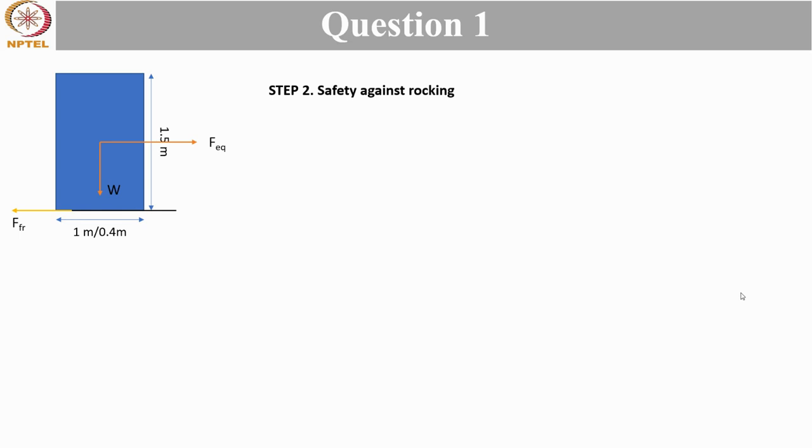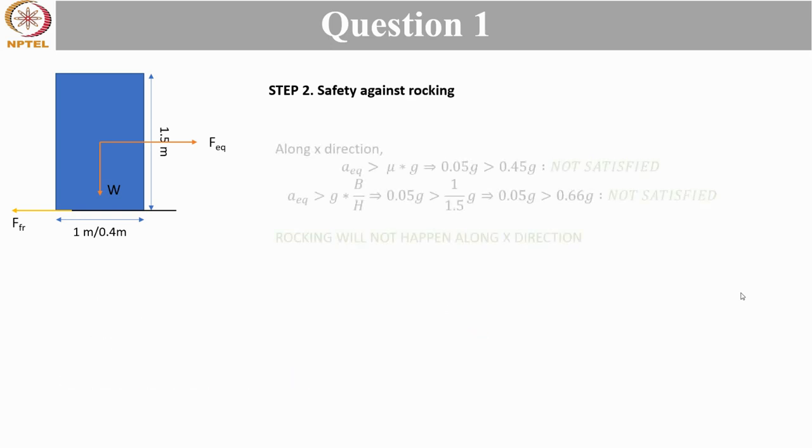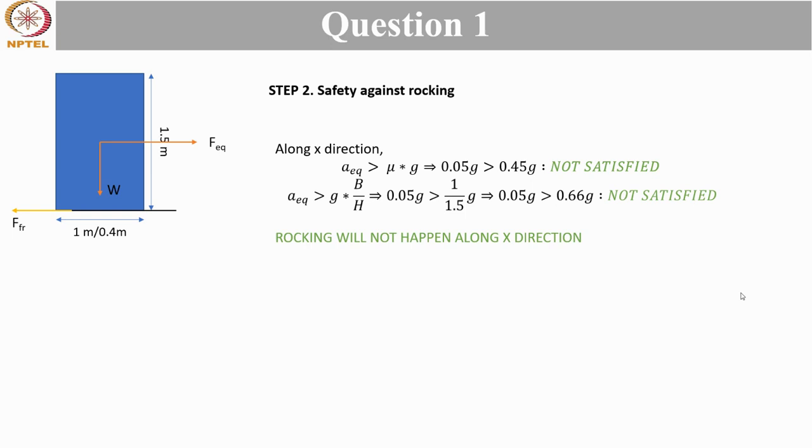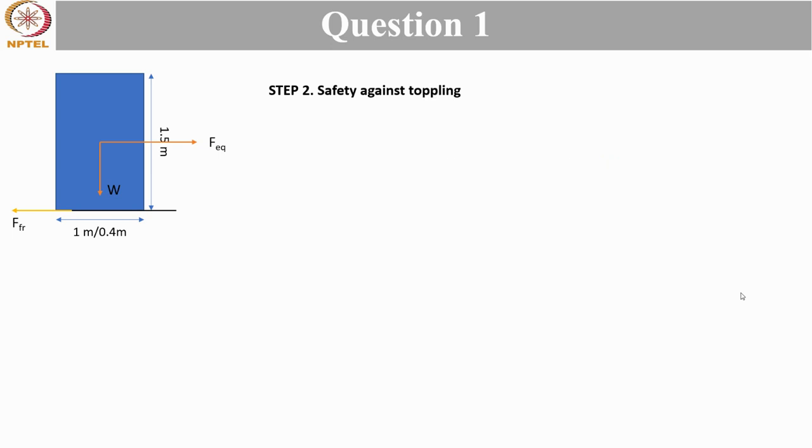Now, safety against rocking. So again, for rocking, there should be no sliding first, but there should be moment generated. So substituting the values in the relationships that we saw in the question. Since both conditions are not satisfied, what will be the case? Rocking will not happen along x direction, and similarly along y direction, since both conditions are not satisfied, rocking will not happen along y direction also.